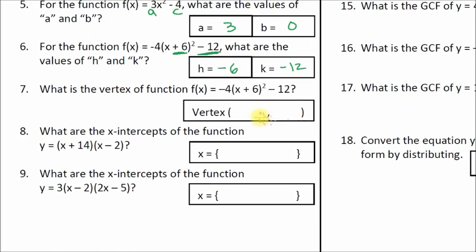Question number 7. What is the vertex of the function f of x equals negative 4 times x plus 6 squared minus 12?